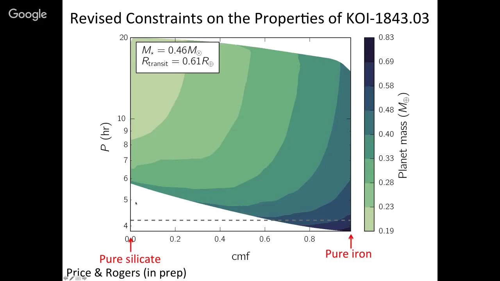So here a pure silicate planet is on the left-hand side and a pure iron planet is on the right-hand side. And as you would expect, as you increase the proportion of the higher density iron material within the planet, the mass increases. But now it might be a little bit harder to understand why, for a fixed planet composition, say a core mass fraction of 0.6, as you go to shorter and shorter orbital periods, you also increase the mass of the planet.